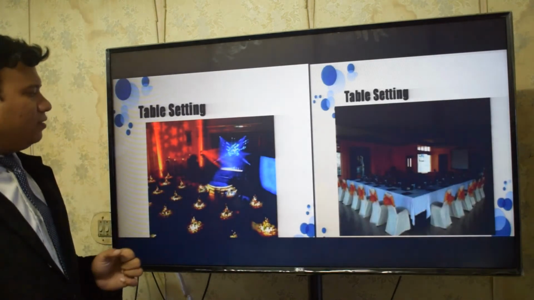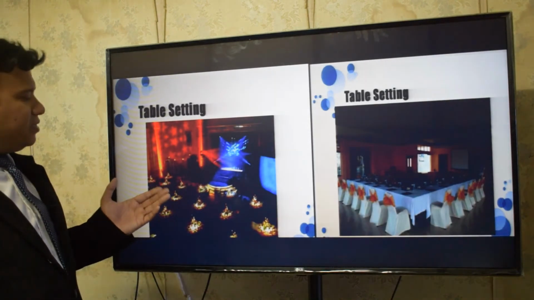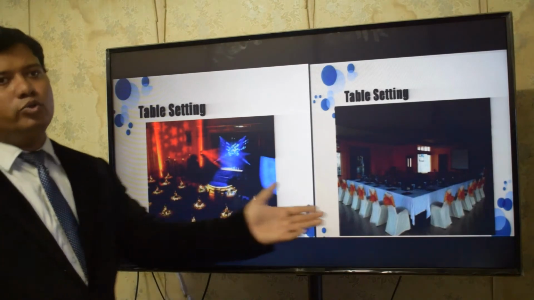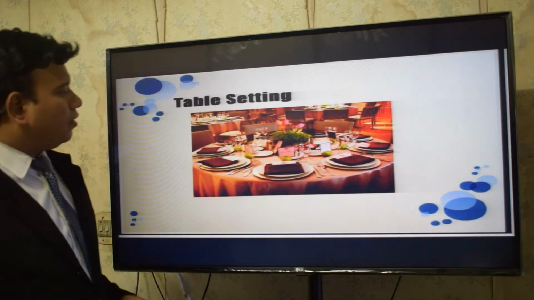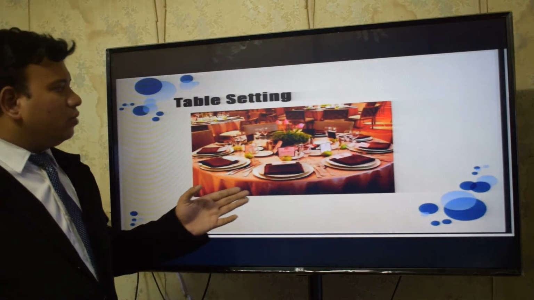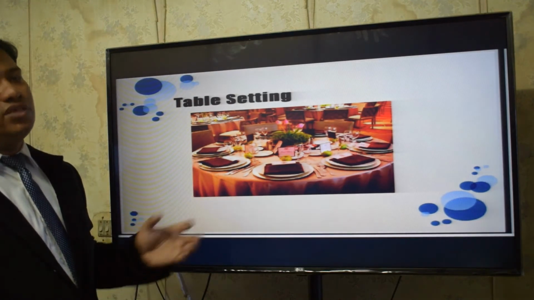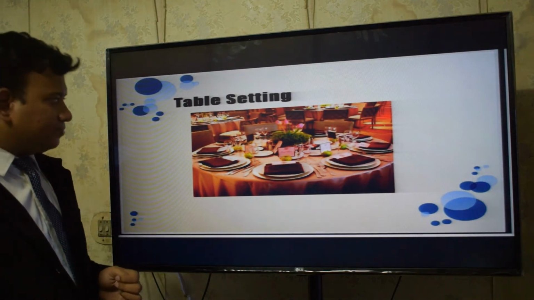Coming to table seating, as I told you, a round table seating or a square shape seating. In the round table seating, 5 to 6 guests can be seated.